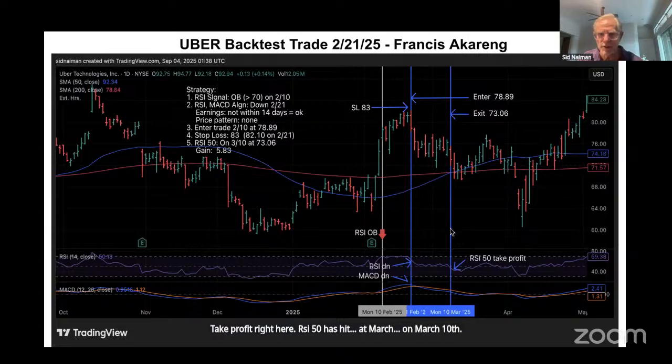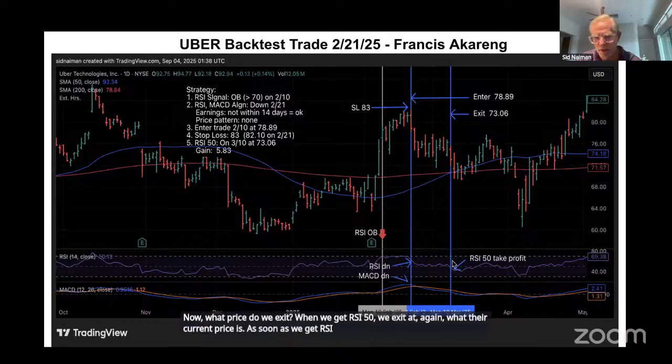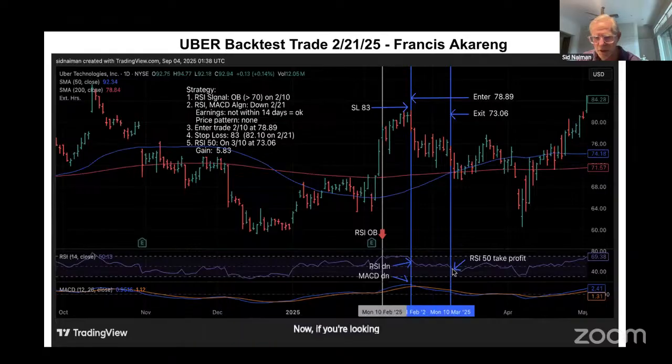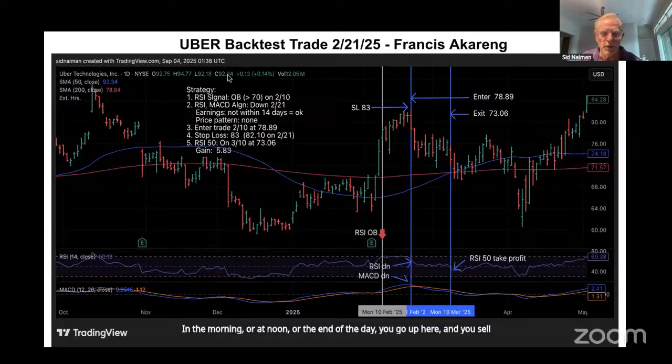Now, what price do we exit? When we get RSI 50, we exit at, again, what that current price is, as soon as we get RSI 50. Now, if you're looking at the chart and you visually see RSI 50 hit in the morning or at noon or at the end of the day, you go up here and you sell at what the current price is.